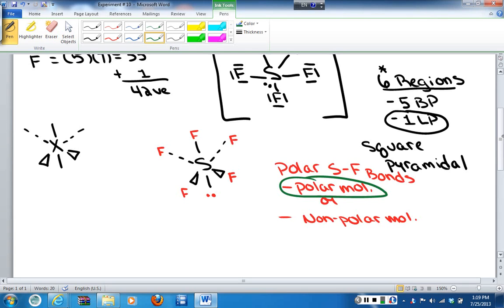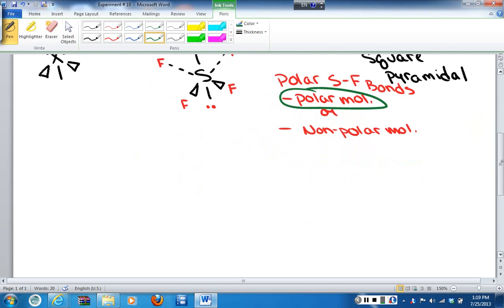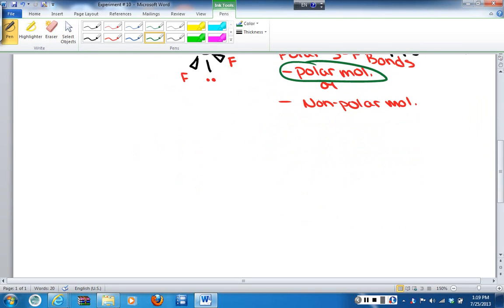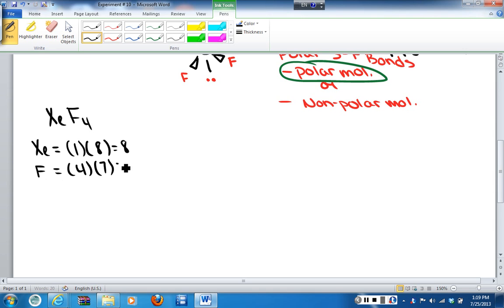Now, if we go down and do an additional example, let's do xenon tetrafluoride. We draw the Lewis structure for xenon tetrafluoride. We add up the total number of valence electrons. We have one xenon, it's in group 8, it's a noble gas. We have 4 fluorines, and we have 36 valence electrons.